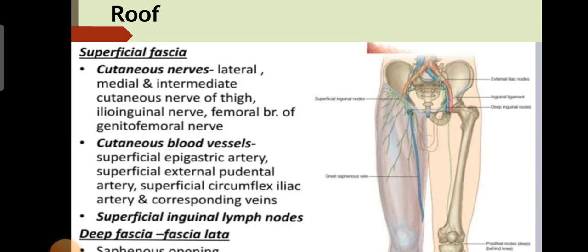And the blood vessels in the superficial fascia are the superficial branches of femoral artery like the superficial epigastric artery, superficial external pudendal and superficial circumflex iliac artery and their corresponding veins. Also, we have superficial inguinal lymph nodes in the superficial fascia. The deep fascia in the femoral triangle, that is the fascia lata, it has a specialized modification, that is the saphenous opening.